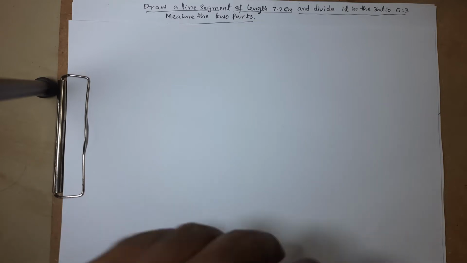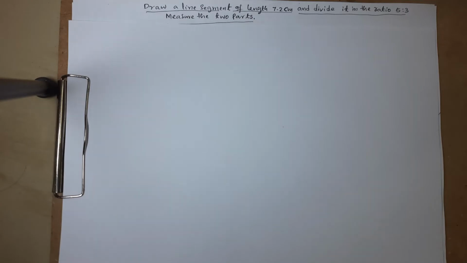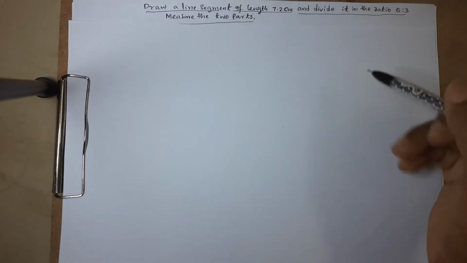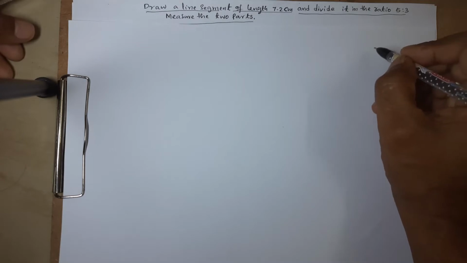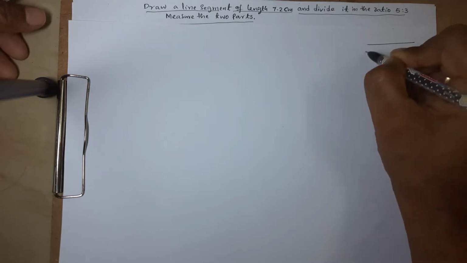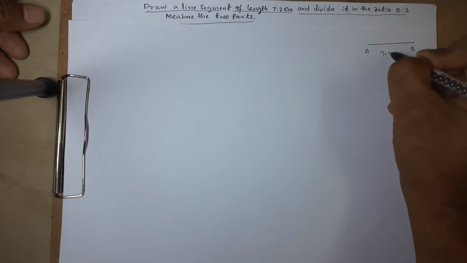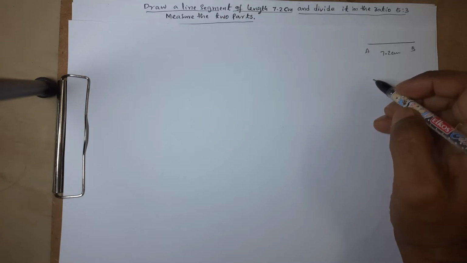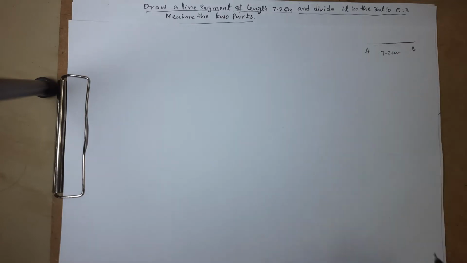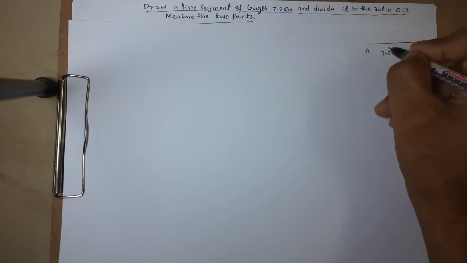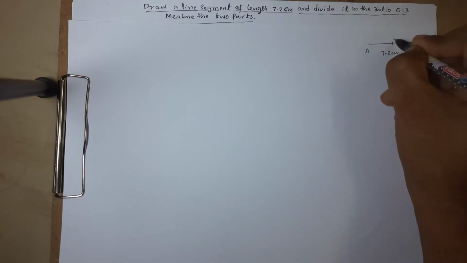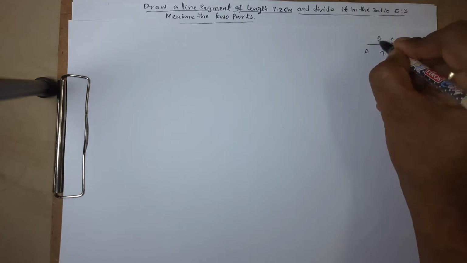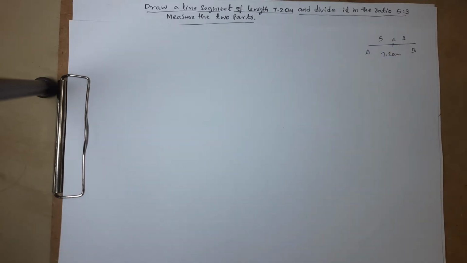Okay. See, my dear students, let me construct a rough diagram first. Just draw a line segment here. This is 7.2 centimeters. It's a rough figure only. For every construction, there should be a rough sketch also. For the rough figure also, there should be some marks. So here, this C divides this line segment in the ratio 5:3. That means AC is 5 parts and CB is 3 parts.